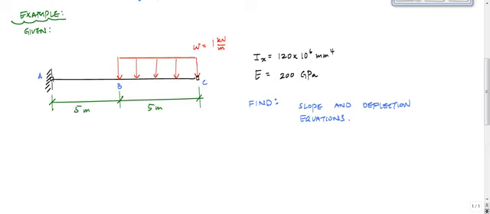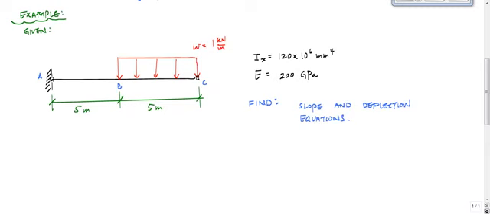We're given that this beam, this thin line right here, has a moment of inertia about its axis, bending about the x-axis, of 120 times 10 to the 6 millimeters to the fourth, and the modulus of elasticity is 200 GPa, so it's like a steel I-beam. The loading is w equals 1 kilonewton per meter, applied between B and C. We want to find the slope and deflection equations using the double integration method.